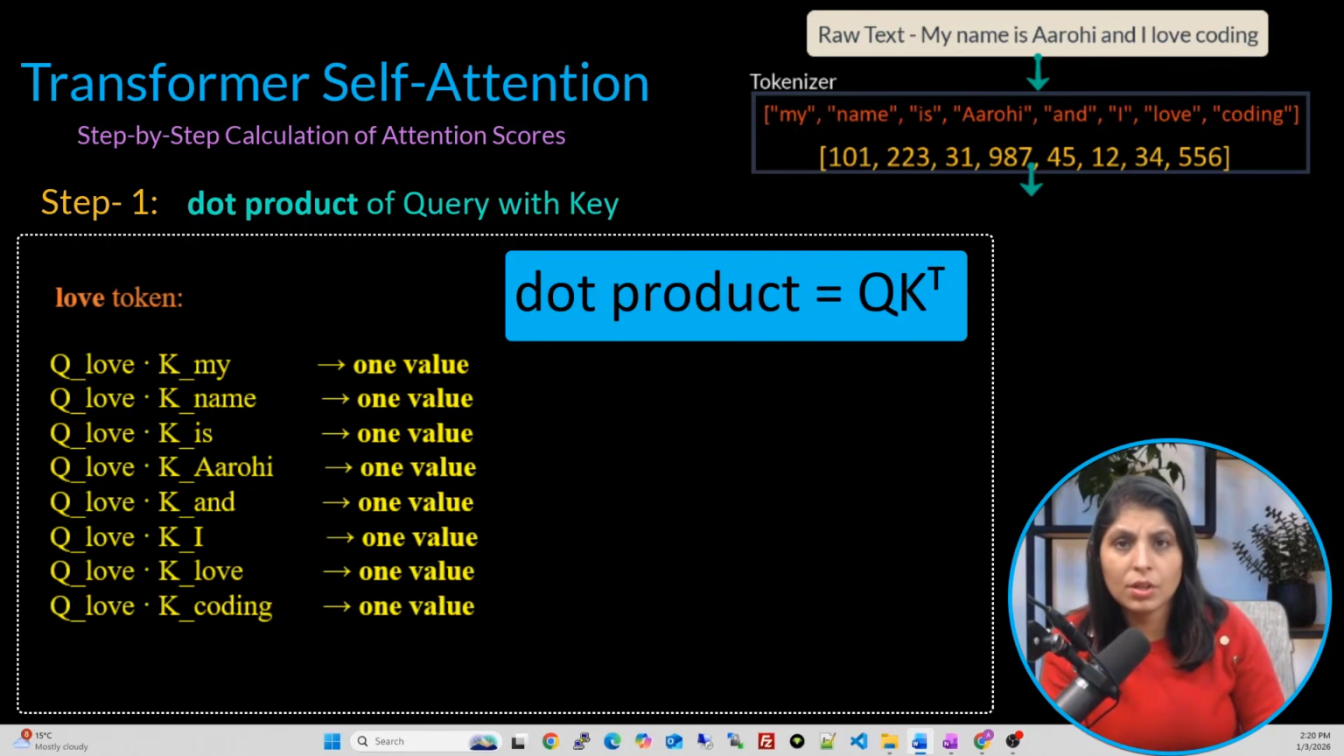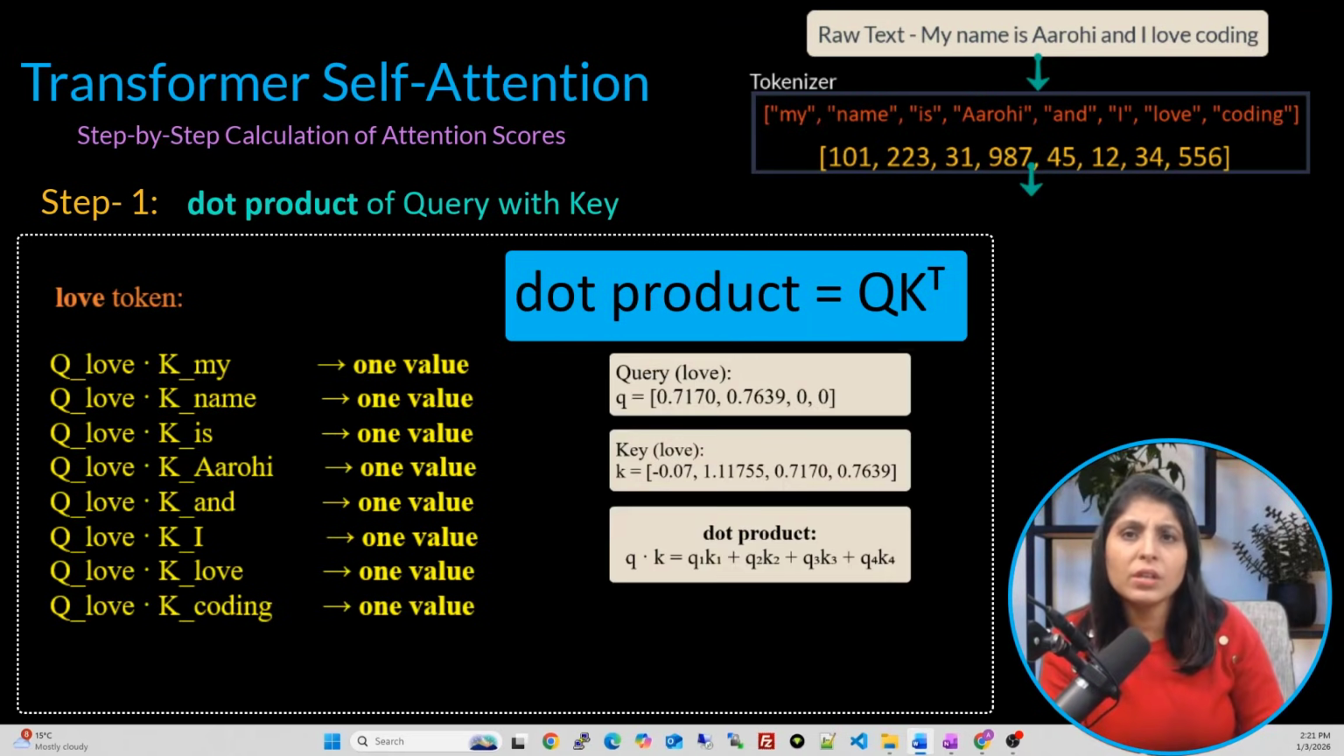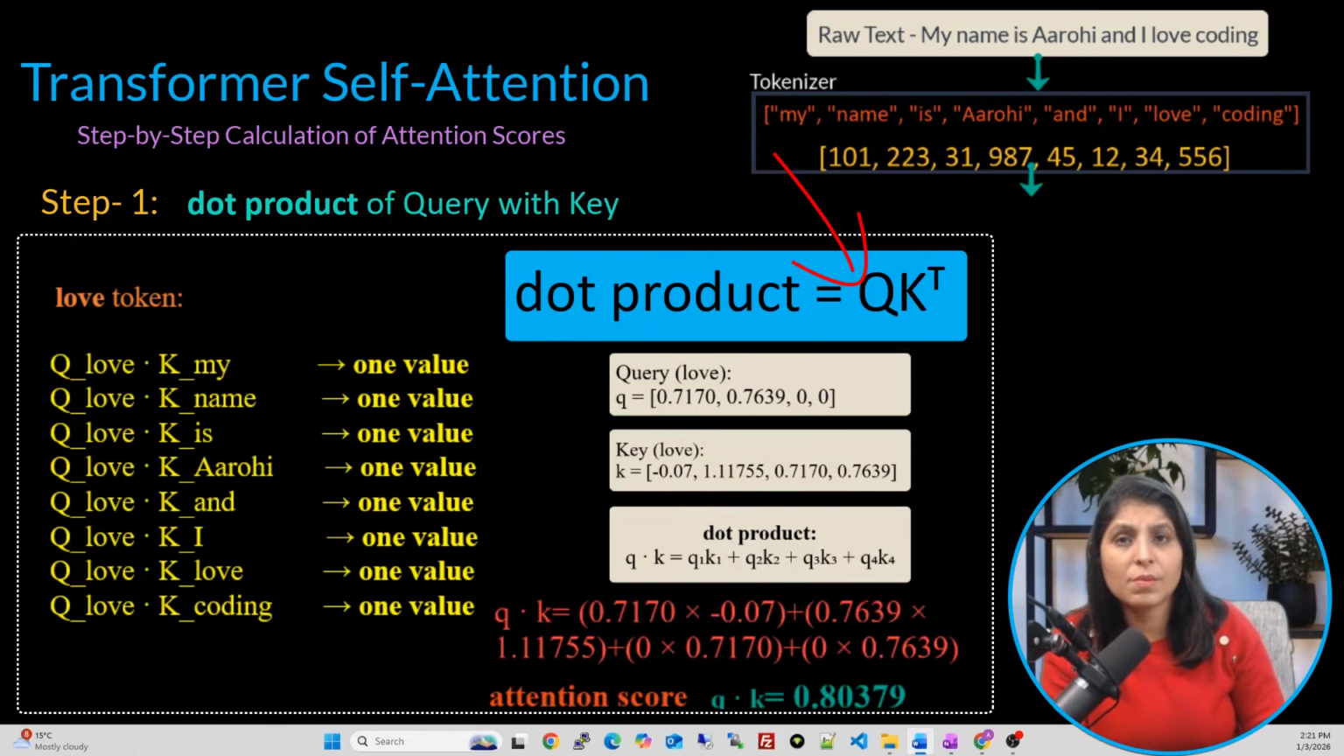Let me show you the calculation of the attention score of the query of the love token. The query of love is this, and the key of love is this. Now we perform the dot product. Dot product simply means that we multiply the corresponding elements and then we add them. So this is the formula. Now you substitute the values and this is what you get. So you got one value, which is 0.80.